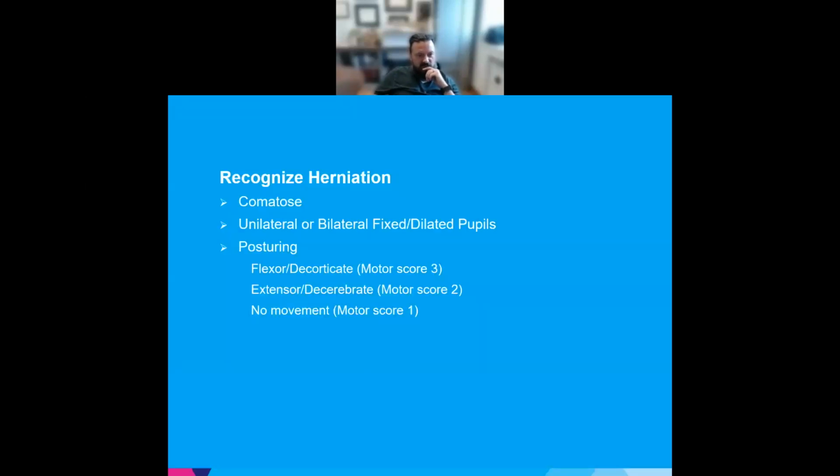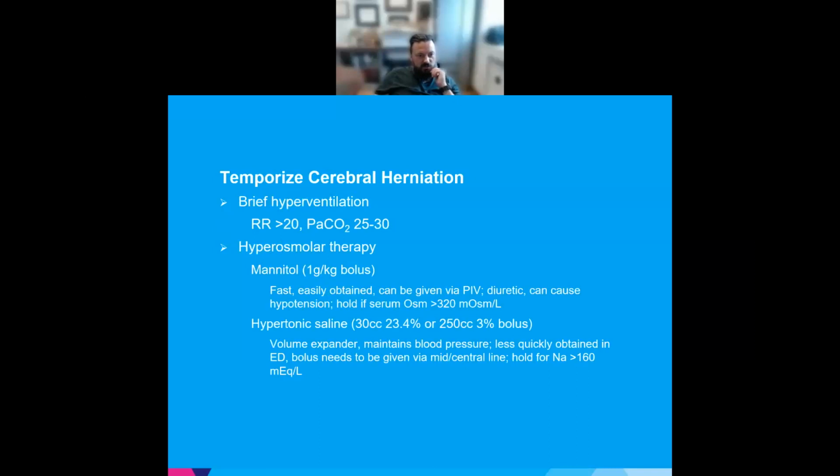Speaking of cerebral herniation, it's important to recognize it. A patient that is newly comatose, or has unilateral or bilateral fixed and dilated pupils, or is posturing, either flexor or extensor posturing, or has no movement when they previously had better motor movement, either following commands or localizing. Those are all signs of a patient that could potentially be herniating.